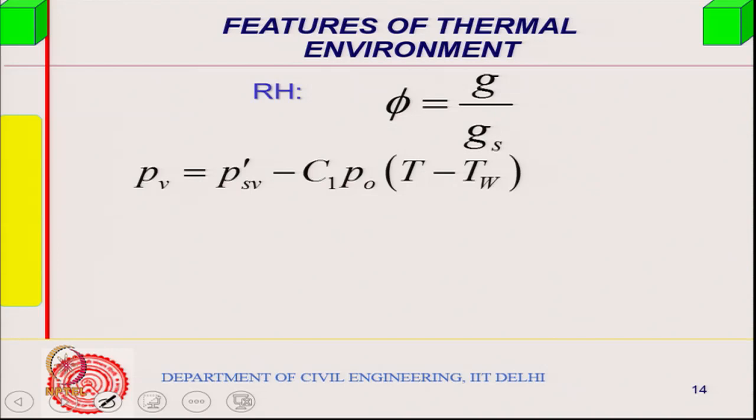And now we have some empirical formula to calculate the relative humidity. The partial vapor pressure of the vapor is given as saturation vapor pressure minus some constant into atmospheric pressure times T minus T wet bulb temperature. So, if you know the wet bulb temperature, you should be able to calculate the partial pressure from such an empirical formula. The value of C1 depends upon what unit you are taking for atmospheric pressure.